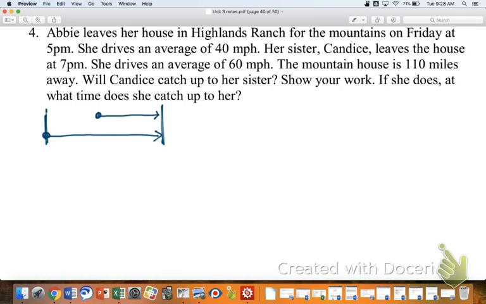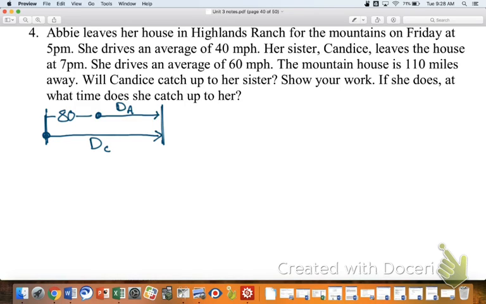So I'm going to label this up here with distance of Abby. I'll just put D sub A, and I'll call this distance down here D sub C for distance of Candace. And then the last thing I want to figure out here is how many miles of a head start did Abby get? 80. 80. How'd you get that? Because she left 2 hours earlier, and so you do 40 times 2. That's right. D equals RT, right? Yeah. So 40 miles per hour for 2 hours, it's going to be 80 miles. So she got a really big head start. So 80 miles is right there.